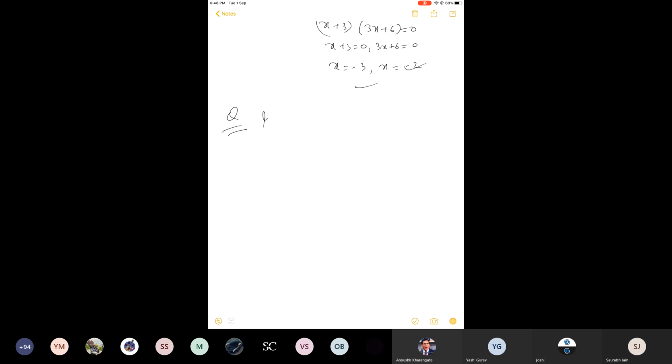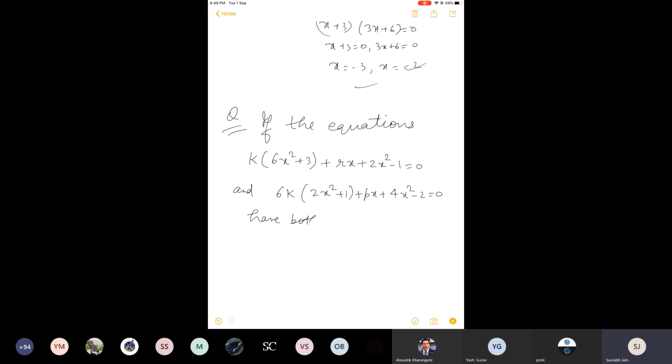So the question is, if the equations k into (6x square plus 3) plus rx plus 2x square minus 1 equals 0, and k into (12x square plus 6) plus px plus 4x square minus 2 equals 0 have both roots common, then the value of 2r minus p is, fill up the blank. This is the question.